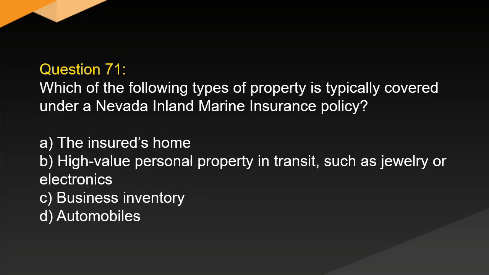Question 71. Which of the following types of property is typically covered under a Nevada inland marine insurance policy? A. The insured's home. B. High-value personal property in transit, such as jewelry or electronics.